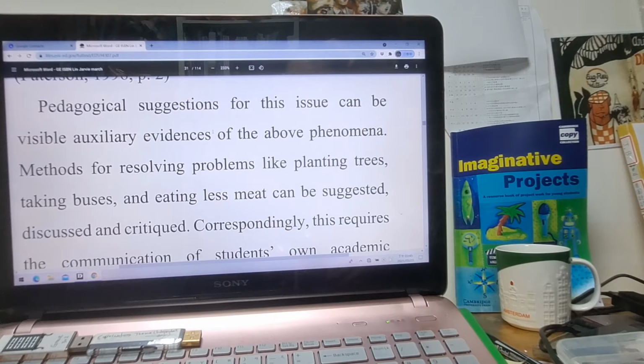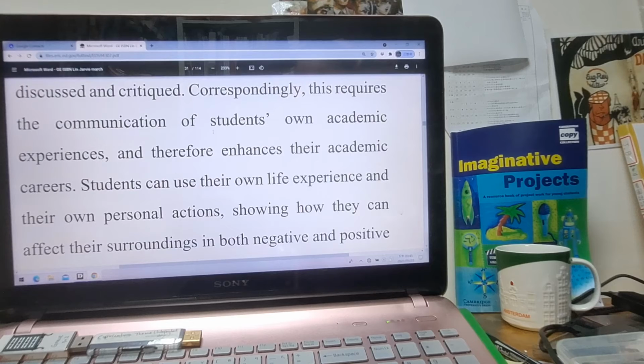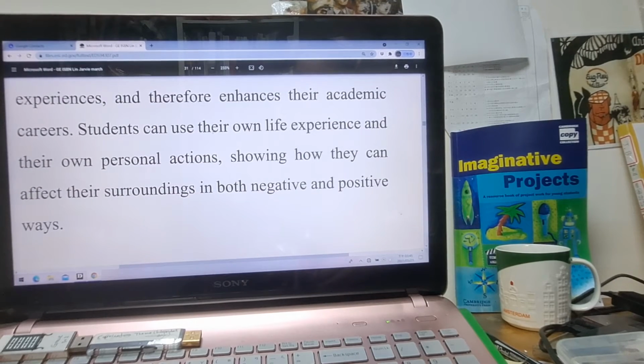Pedagogical suggestions for this issue can be feasible auxiliary evidence of the above phenomena. Methods for resolving problems like planting trees, taking buses, and eating less meat can be suggested, discussed, and critiqued. Correspondingly, this academic experience enhances their academic careers. Students can use their own life experience and personal actions, showing how they can affect their surroundings in both negative and positive ways.